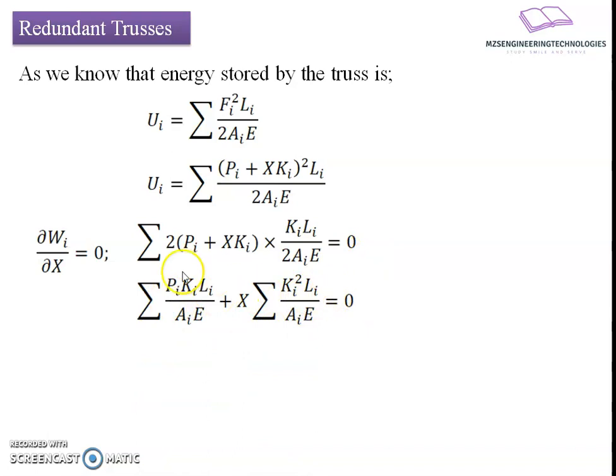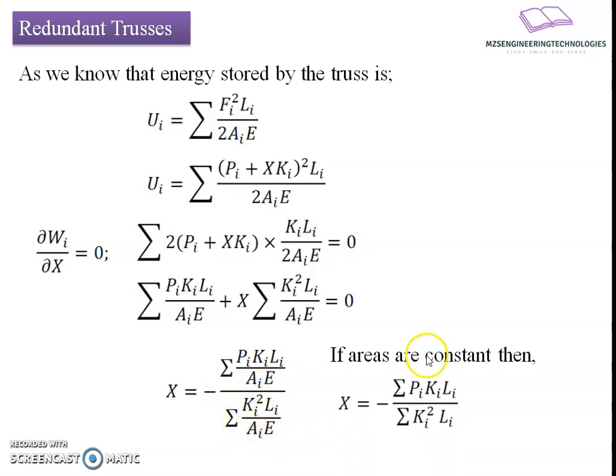If we separate this into two different parts, we can get a relation: summation of Pi ki Li divided by Ai E, plus x into summation of ki square Li divided by Ai E, equals 0. If we rewrite this equation to get the x value, it will be x equals minus summation of Pi ki Li divided by Ai E, divided by summation of ki square Li divided by Ai E.